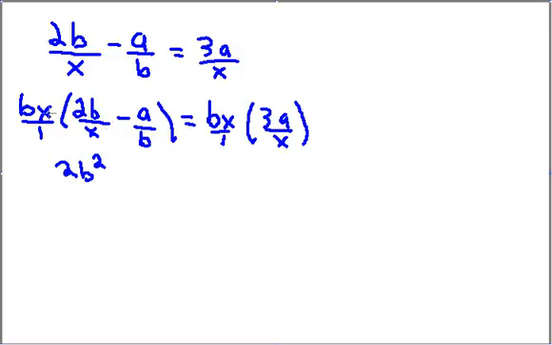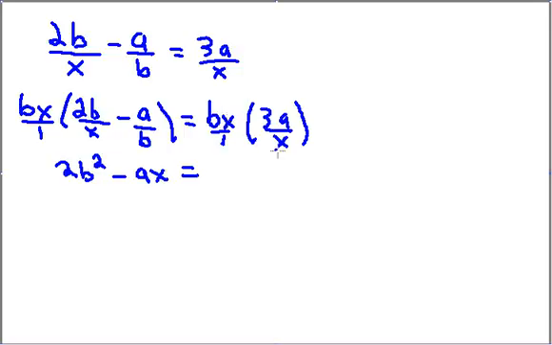Next, when we take our bx over 1 times our minus a over b, this b here is going to cancel out with our b here. So what that's going to leave us with is minus ax over 1, which is just the same thing as minus ax.